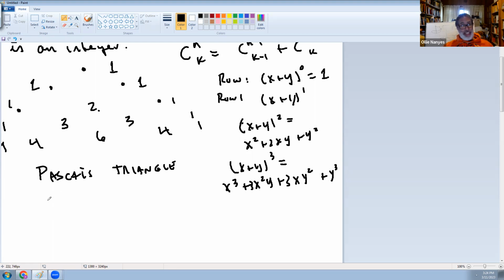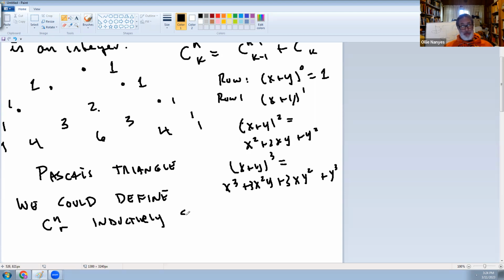Well, what you see is that we could define C n, k, or C n, r, inductively, starting with the first row, or with row 0 and row 1. Then you can define this inductively.